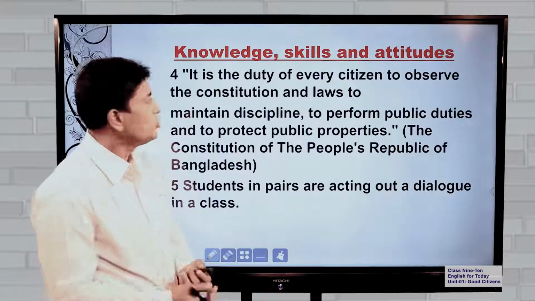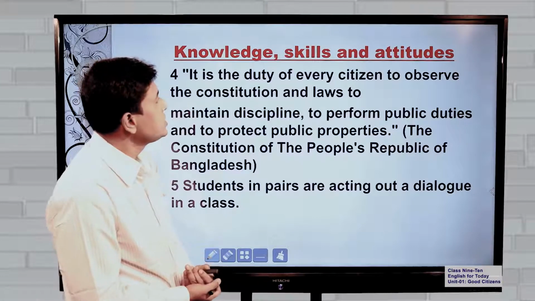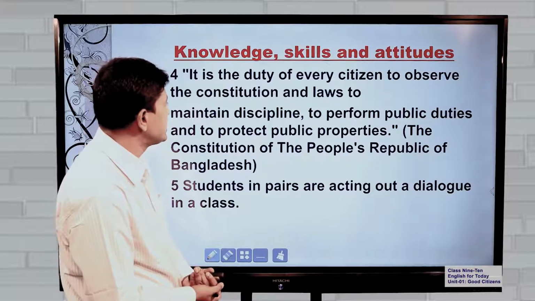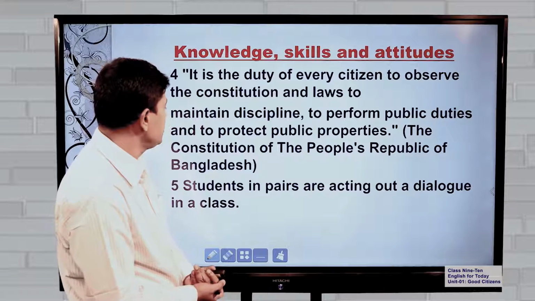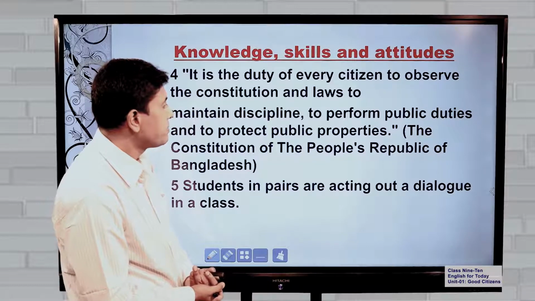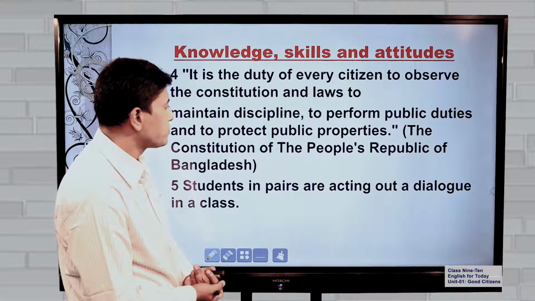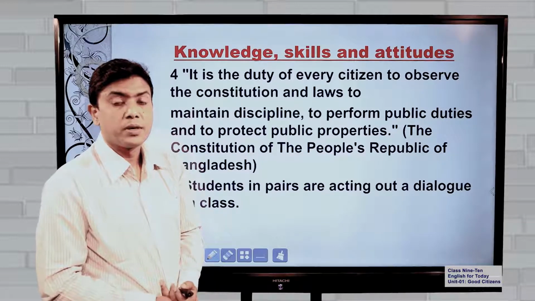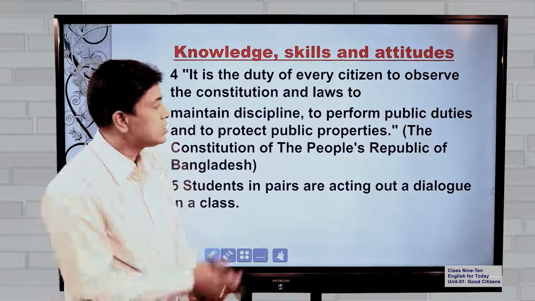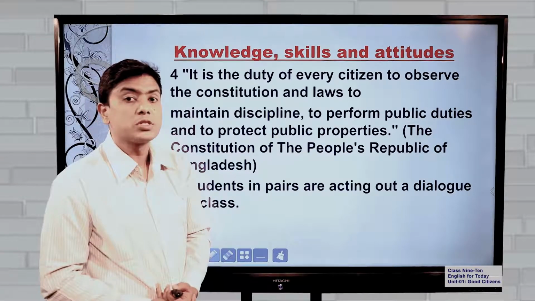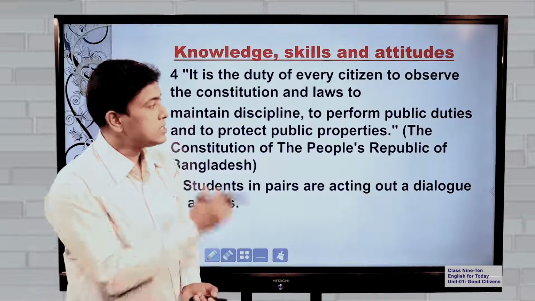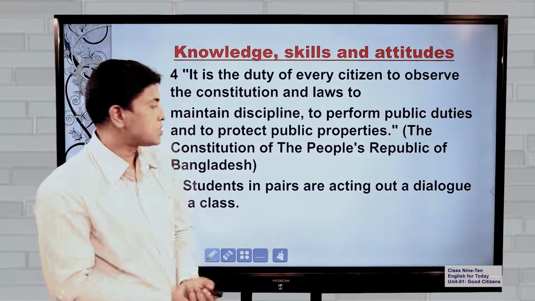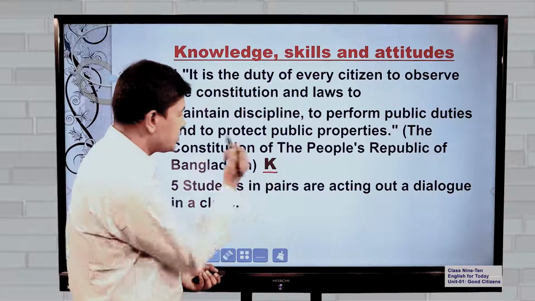Very easy. Some more. Number 4, it is the duty of every citizen to observe the Constitution and laws, to maintain discipline, to perform public duties, and to protect public properties. The Constitution of the People's Republic of Bangladesh. This is a knowledge. Without reading a book, without reading the Constitution, it is not possible for you to learn. So, this is a knowledge that you get from a book, maybe from a person, maybe from other sources. So, it is knowledge, so we have written K.